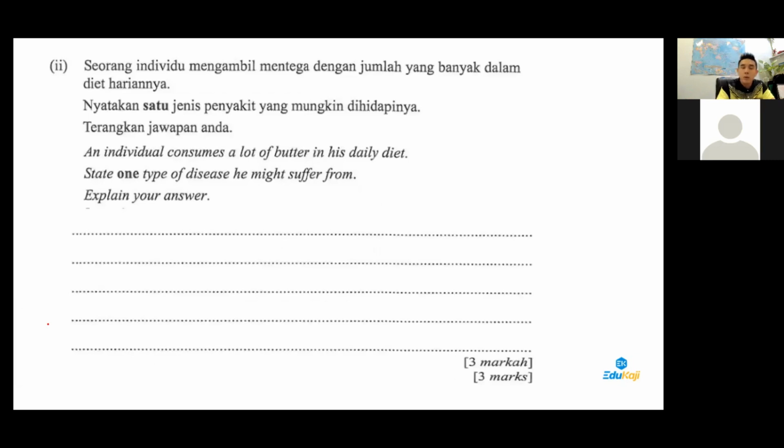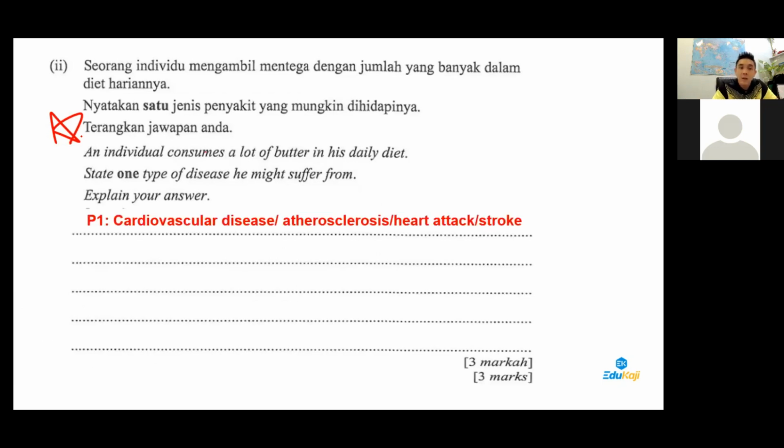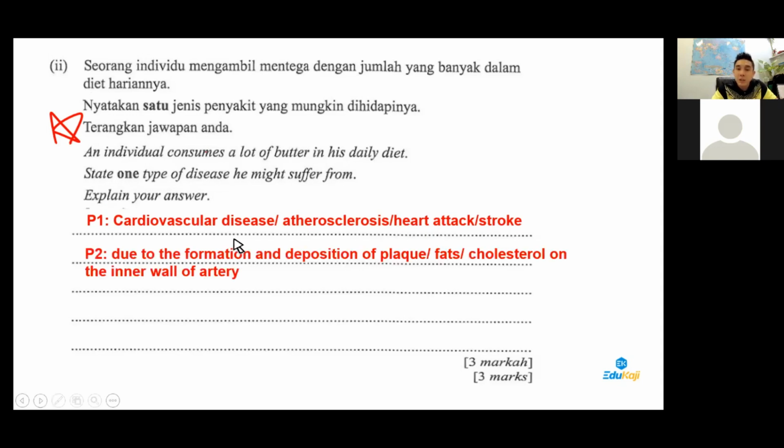What's this? Oh, consume a lot of butter. Draw 1 star. Butter leads to cardio disease. Why? Because of the lipid that can be deposited in the artery walls. Okay, that's cardiovascular disease. This is due to formation or deposition of fat or plaque.